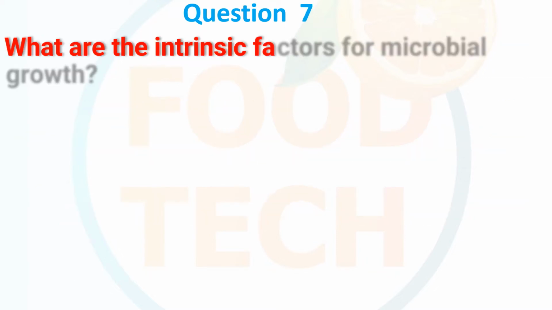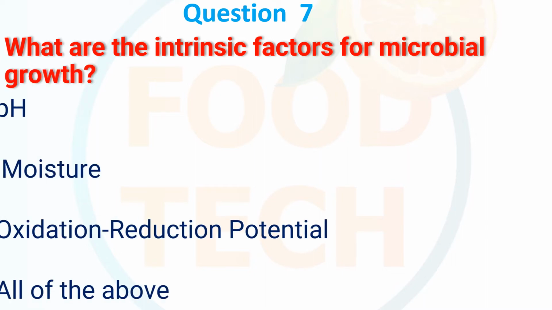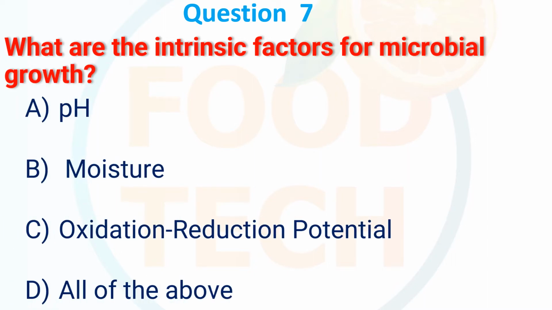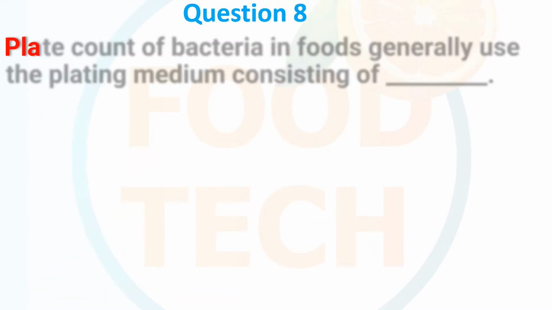What are the influencing factors for microbial growth? A. pH, B. Moisture, C. Oxidation reduction potential, D. All of the above. The answer is D. All of the above.